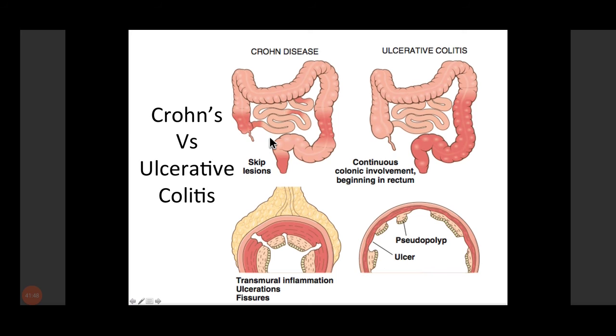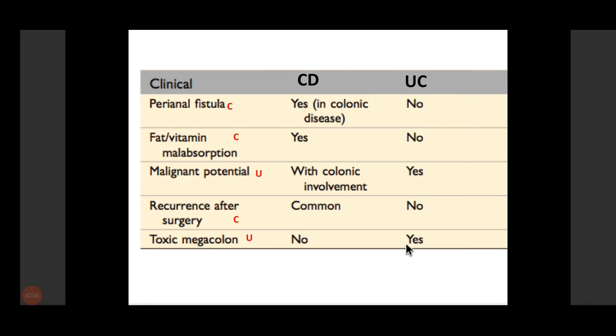So this is again from your textbook. Just a quick recap again. A patchy disease in Crohn's disease with transmural inflammation, continuous involvement in ulcerative colitis with only mucosal inflammation and pseudopolyps, and therefore, if you see certain indistinct features, then you can call it indeterminate colitis.